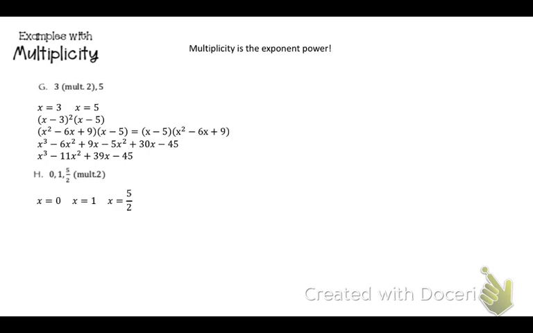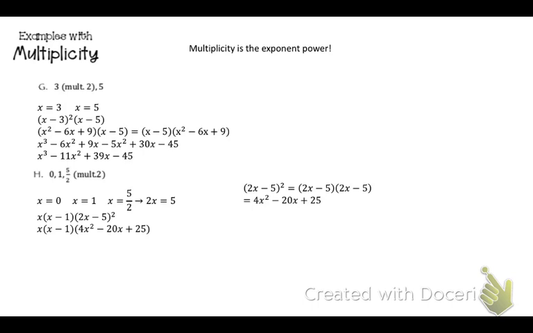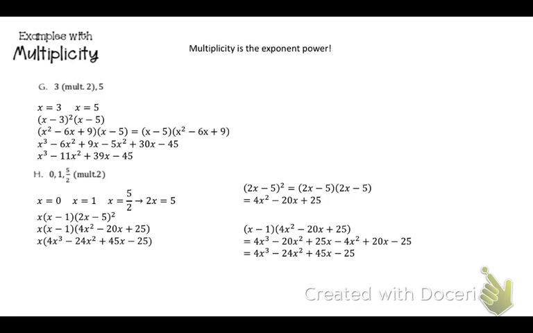So I have x equals 0, x equals 1, and x equals 5/2, which is 2x equals 5. So that's going to be x minus 1, and 2x minus 5 squared. Now I'm going to multiply that part out first, and you get 4x squared minus 20x plus 25. Now let's multiply this part out, and you get 4x cubed minus 24x squared plus 45x minus 25. Then the last thing, I just need to multiply that x in there, so you get 4x to the 4th minus 24x cubed plus 45x squared minus 25x.